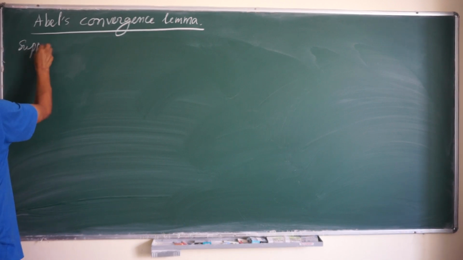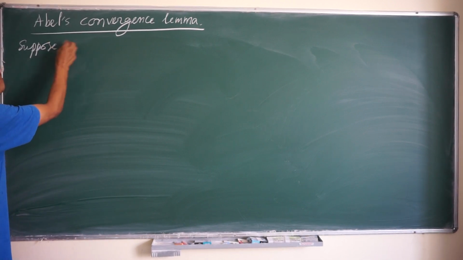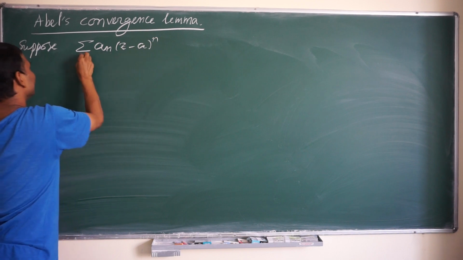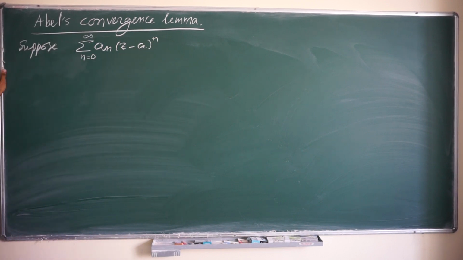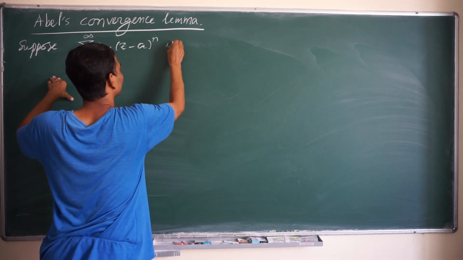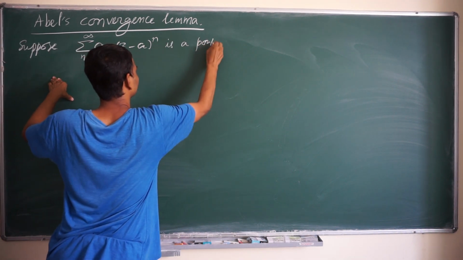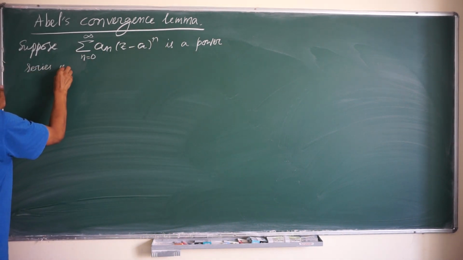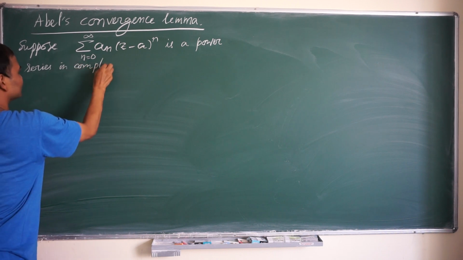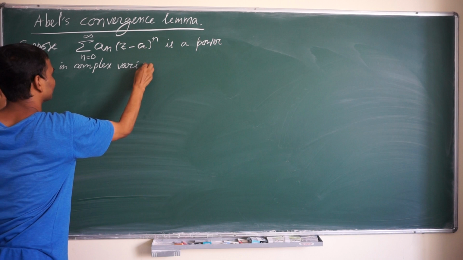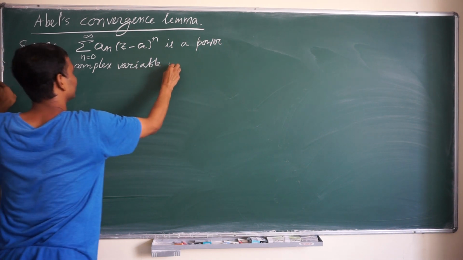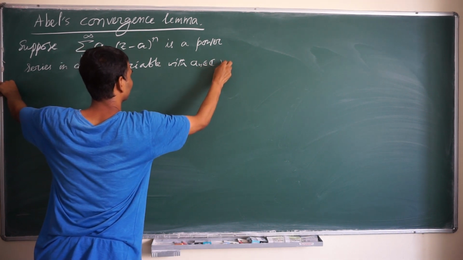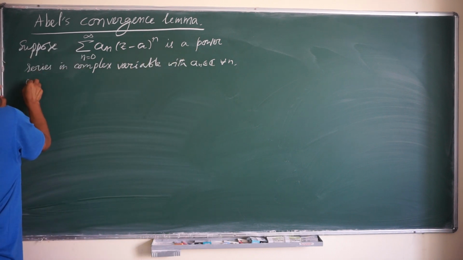Suppose the summation a_n (z minus a)^n from 0 to infinity is a power series in complex variable, with of course the coefficients a_n in C for all n, and a belongs to C.